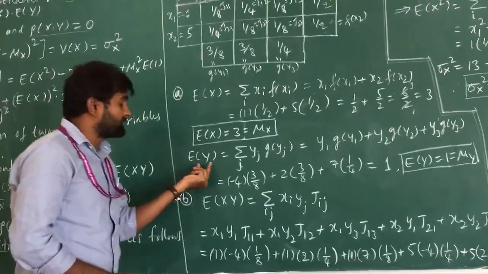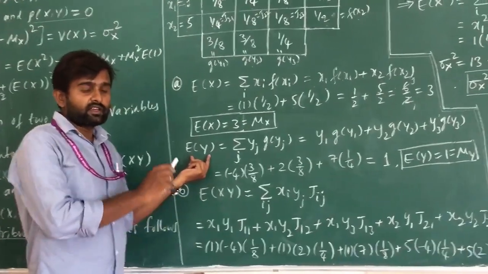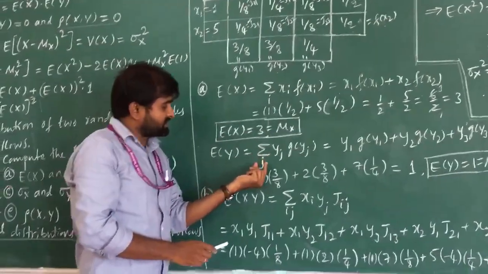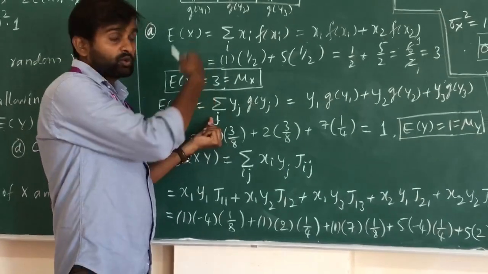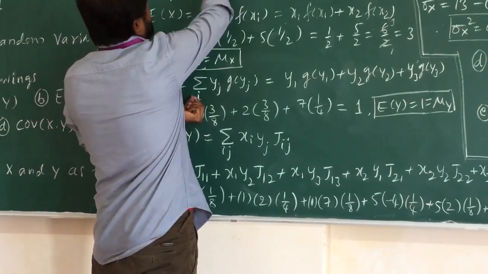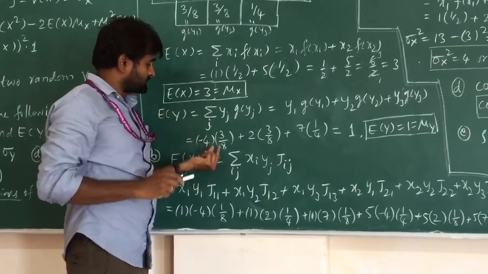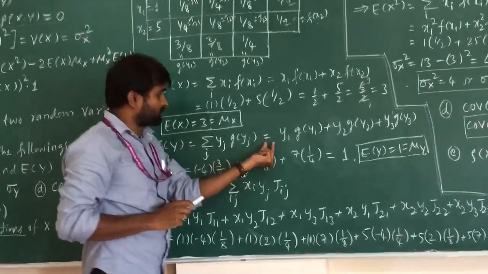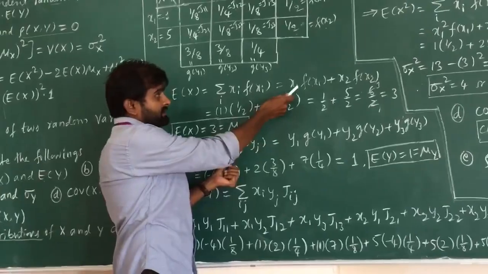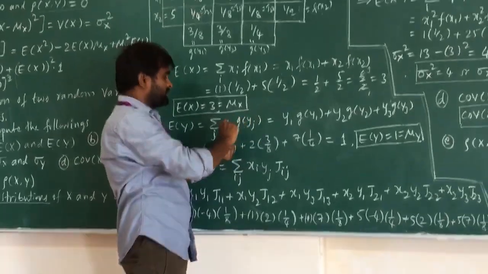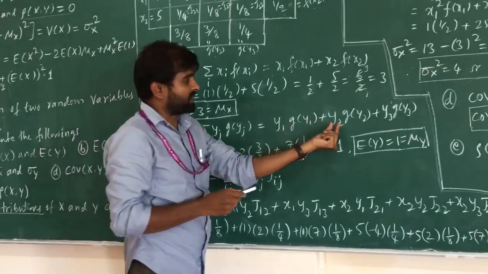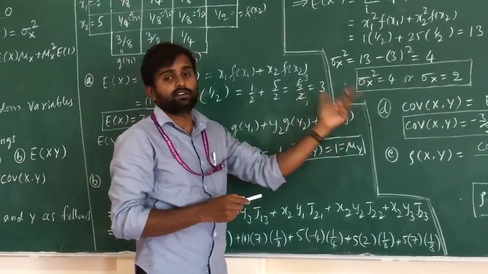Similarly, expectation of y. Here summation j is running from 1 to 3 because you have 3 values: 1, 2, 3. Into g of yj equal to, again the same thing we are following, expanding this summation: y1 g of y1 plus y2 g of y2 plus y3 g of y3.